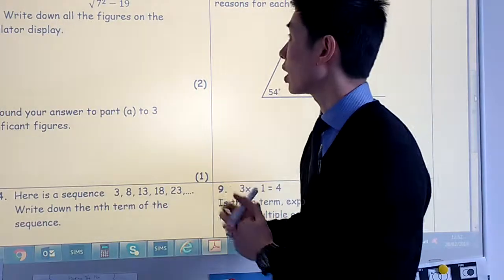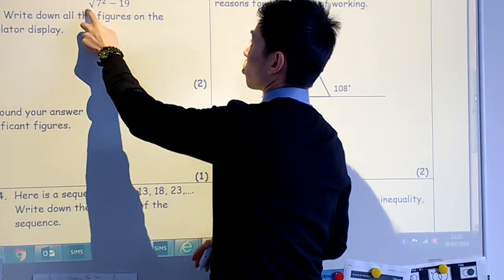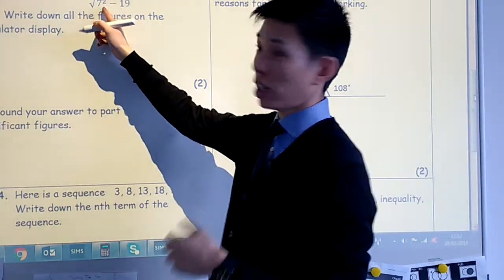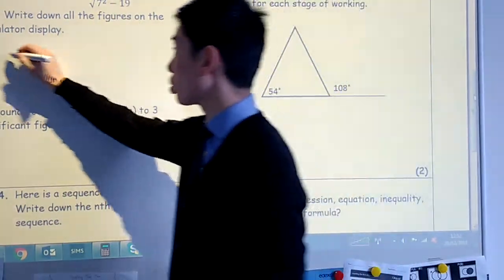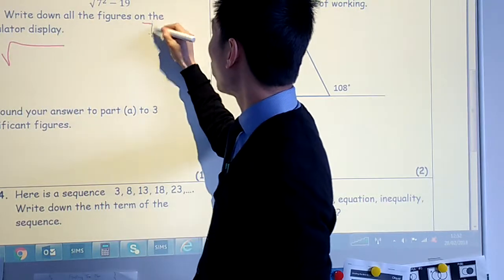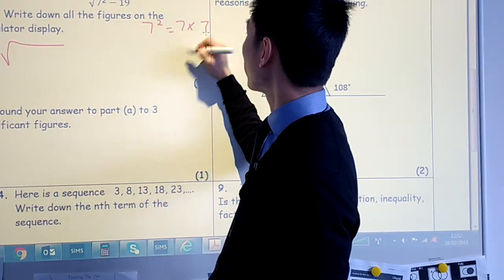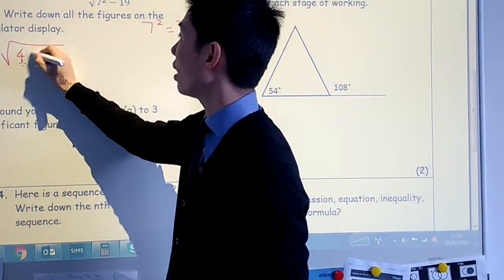Right, square root of 7 squared minus 19. So the first step is, let's simplify what 7 squared is. 7 squared, if you recall, means 7 times itself. So 7 times 7 is 49. You can write that out like that.